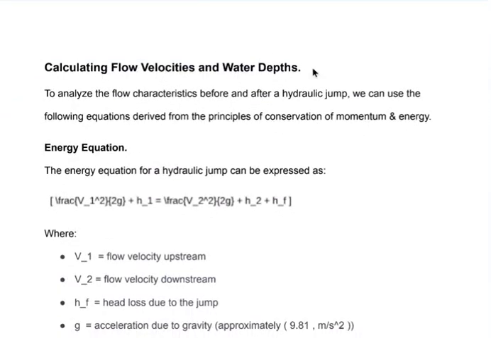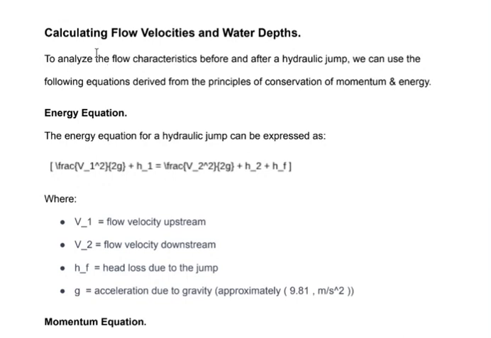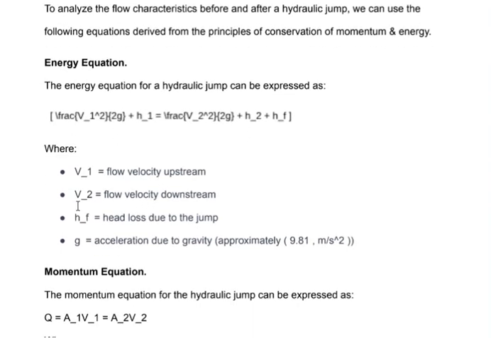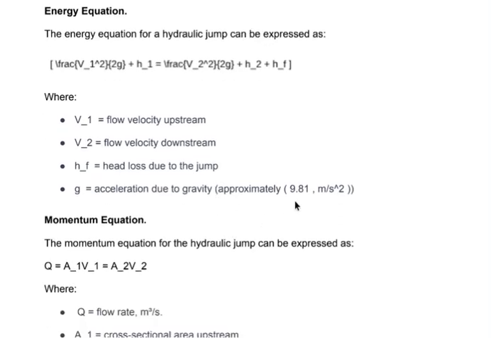Calculating flow velocities and water depths. To analyze the flow characteristics before and after a hydraulic jump, we can use the following equations derived from the principles of conservation of momentum and energy. Energy equation. The energy equation for a hydraulic jump can be expressed as, where V1 equals flow velocity upstream, V2 equals flow velocity downstream, HF equals head loss due to the jump, G equals acceleration due to gravity.